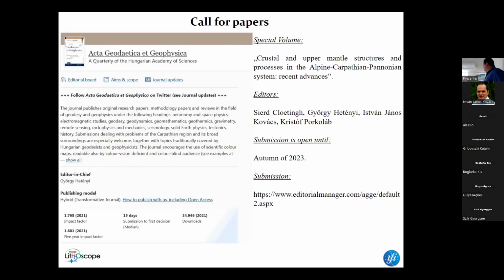And just at the end of the talk, this is just a little advertisement, but it's related to the topic. Sierd Cloetingh, Kristóf, who is in here, and myself are editing a special volume for Acta Geodetica et Geophysica, and the title is Crustal and Upper Mantle Structures and Processes in the Alpine-Carpathian-Pannonian System, Recent Advances.